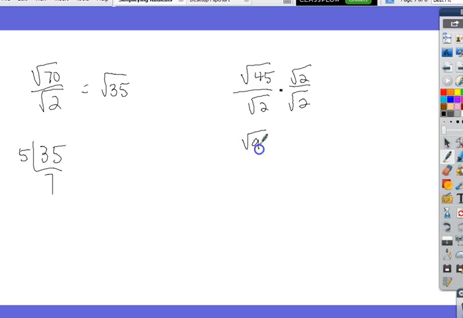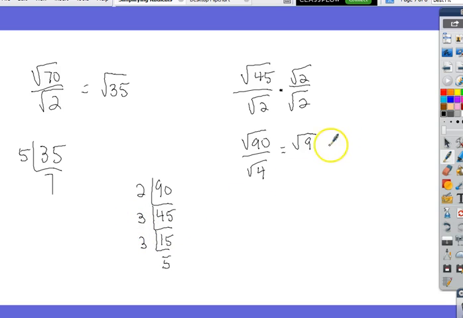That'll give me the square root of 90 over the square root of 4. And so let's see if 90 has any perfect square factors in it. So 2 into 90 gives me 45. 2 won't go into 45, but 3 will. That gives me 15. And 3 will go into 15 5 times. So if I want to split 90 up into its perfect squares, that's the square root of 9, 3 times 3, times the square root of 10, 2 times 5, all over the square root of 4.